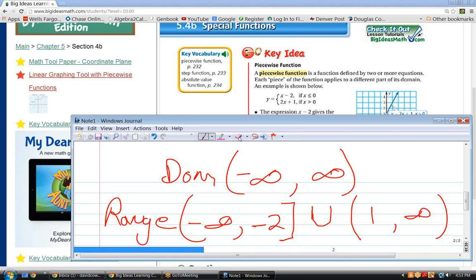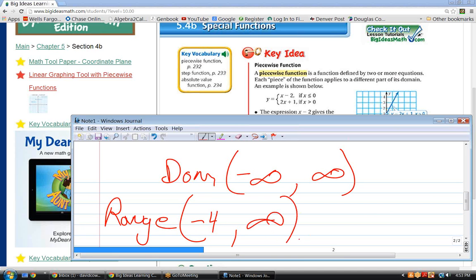Negative 4 with parentheses, or in other words, is it negative 4 to infinity like that, or is it negative 4 to infinity like that?